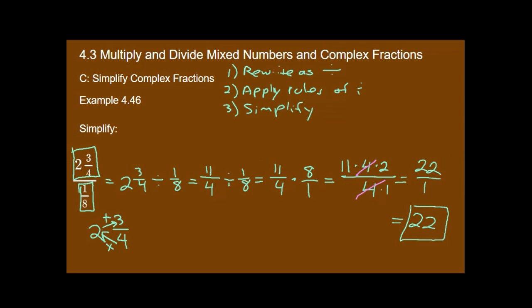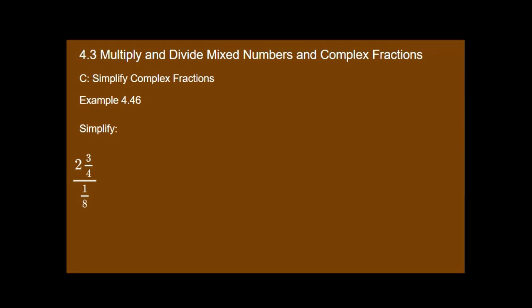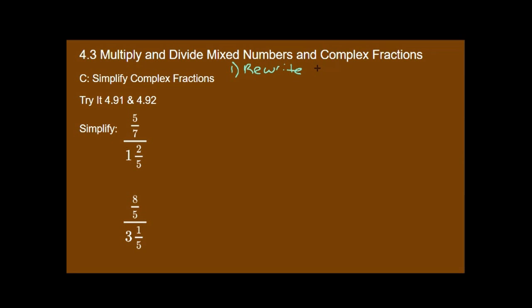Okay, so now it's your turn to try it and make sure that you understand it. So we have 2 problems. They both have mixed numbers in the denominators, but once again, you're using the same exact steps. You're going to rewrite it as division, and then you're going to apply the rules of division, and then you're going to simplify. Okay, so go ahead and pause the video, do it on your paper, and then come back and check your answer.